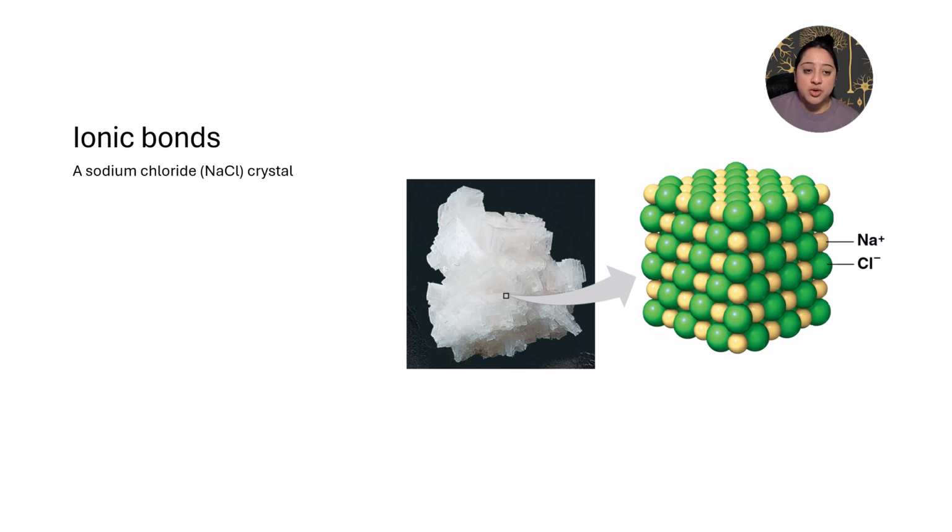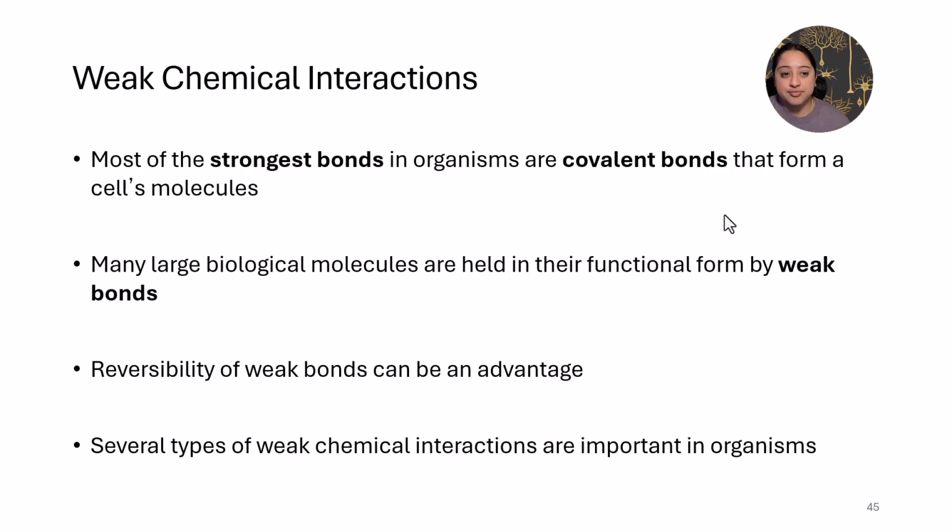So here's sodium chloride as a crystal, and it's these two ions just hanging out with each other. They're not covalently bonded, they are ionically bonded by just hanging out together, basically. So those are both pretty strong interactions.